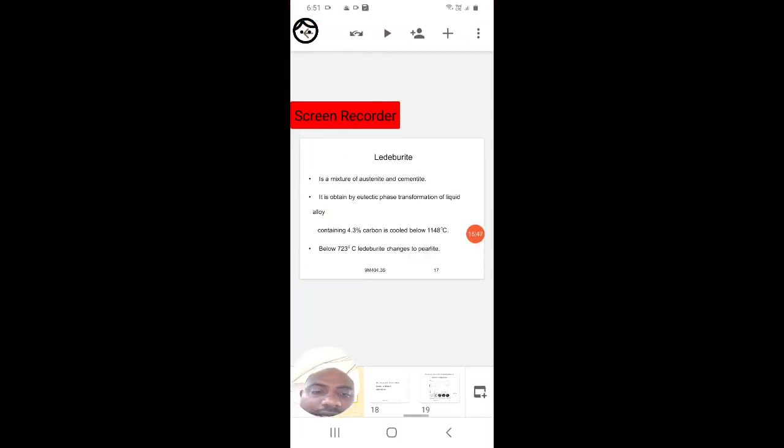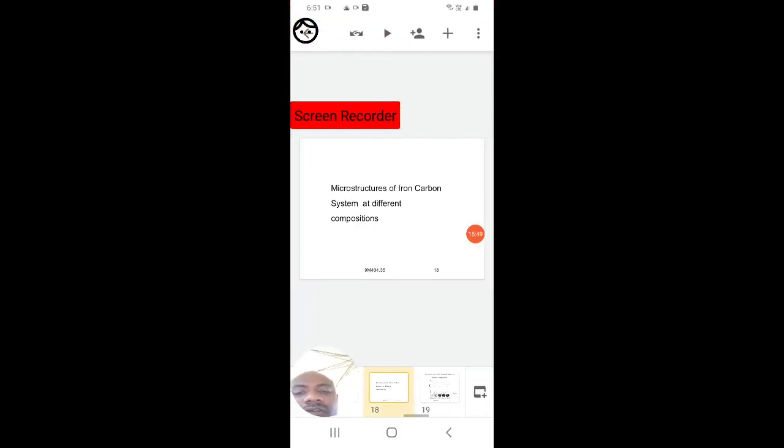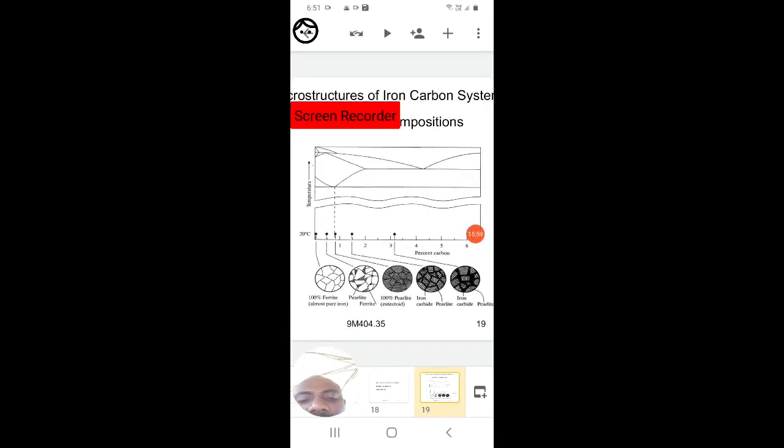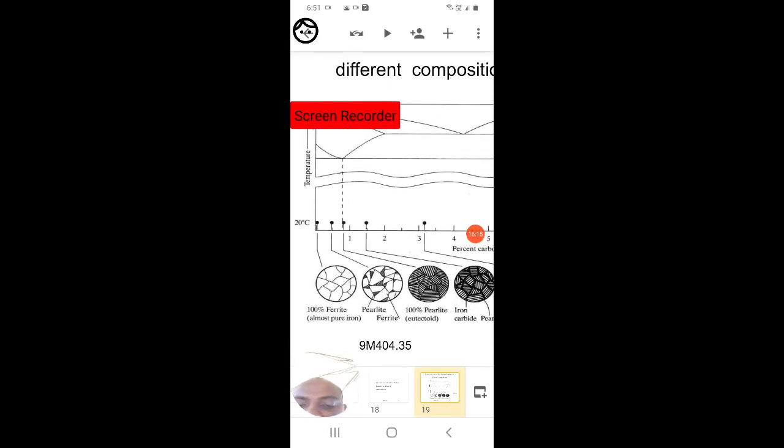After you see the animation of microstructures of the iron carbon system with different compositions, you will see all these: alpha iron, delta iron, gamma iron. Alpha iron interstitial solid solution is ferrite, nearly 100% iron. Very little carbon is there. That's why the structure is clearly the softest material, which is ferrite.